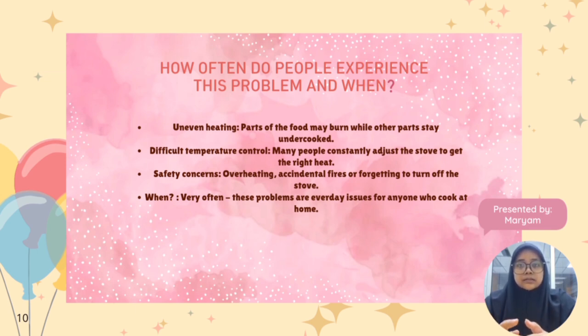Second, there's the challenge of temperature control. Many home cooks find themselves constantly adjusting the heat just to maintain the right temperature, and even then, it's not always reliable. For the last, we have safety concerns. Overheating, accidental fires, or simply forgetting to turn off the stove are risks that happen more often than we like to admit. So when do these issues happen? These issues happen very often because these are everyday struggles for anyone who cooks at home, whether they are beginners or experienced. It's clear that these problems are widespread and recurring.